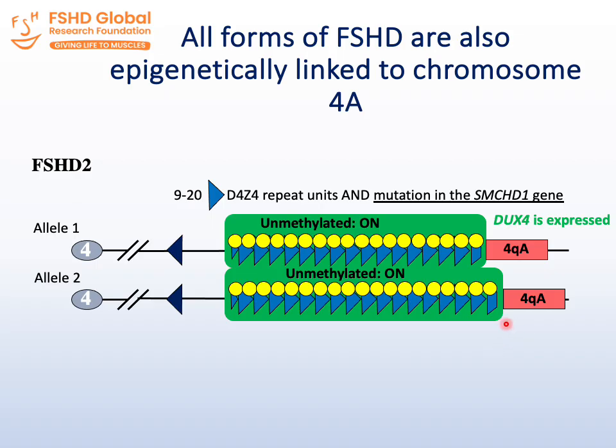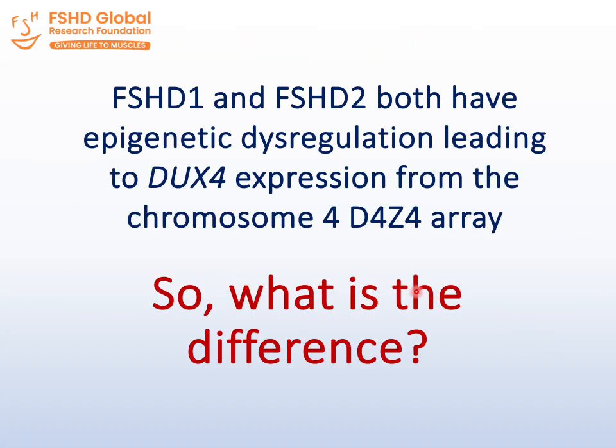FSHD2 is a little bit different, because in FSHD2, what's broken is the switch to turn things off, not the signal. And so in FSHD2, both of your chromosome 4s are going to be in the unmethylated state, and they're going to be in the transcriptionally on, or the gene expression state. So DUX4 could be expressed from either or both chromosomes. That's a little bit different, but essentially, FSHD1 and 2 both have epigenetic dysregulation leading to DUX4 from the array.